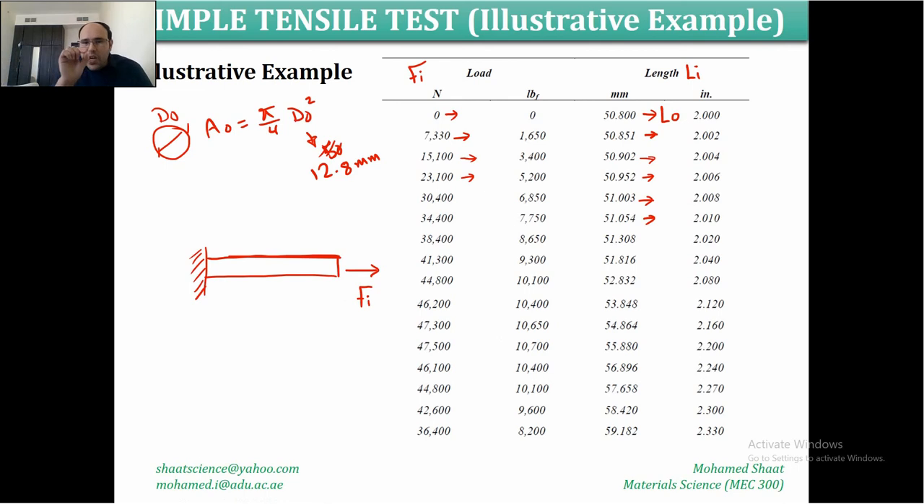So this means that for every force, the area will not be constant. Because the diameter is going to change, this area definitely is going to change. It means that for every single force, there is a corresponding cross-sectional area value. Why? Because the area is going to keep on changing, because the diameter is going to keep on decreasing as we are increasing the length of the material sample because of the force.